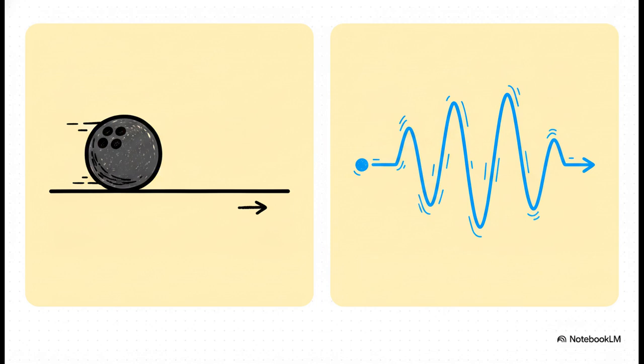That is unfathomably small, completely imperceptible. But take a microscopic electron, which has a mass of about 10 to the negative 31st kilograms, and suddenly its wavelength becomes highly significant compared to the size of the atom itself. Wave-particle duality really only matters when things get incredibly tiny.